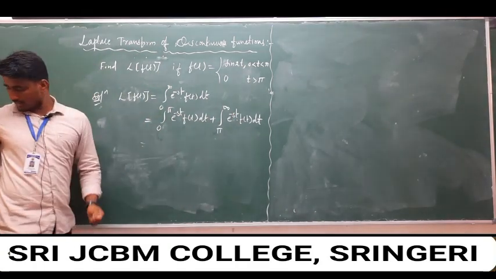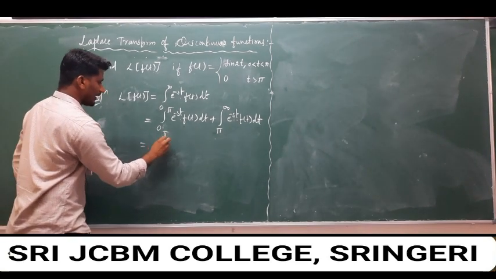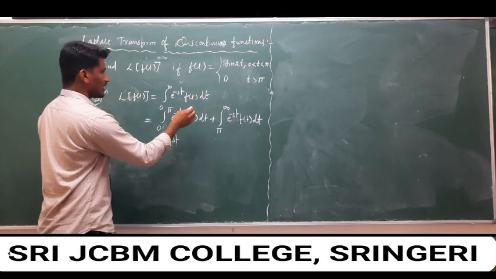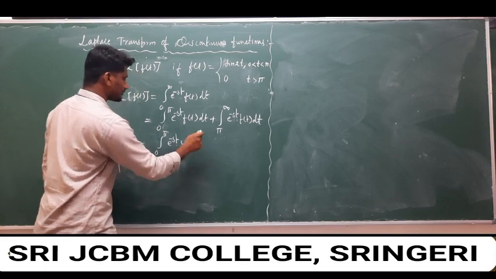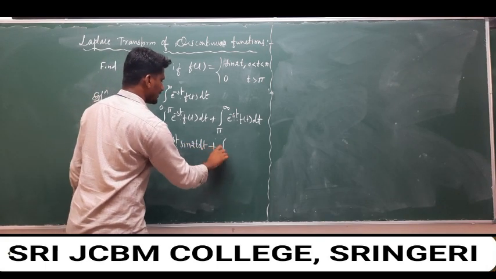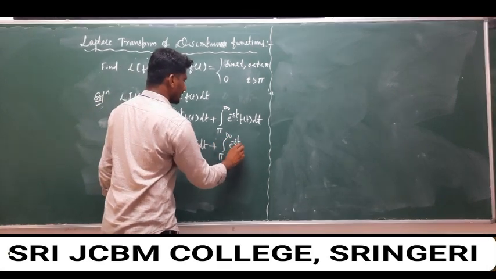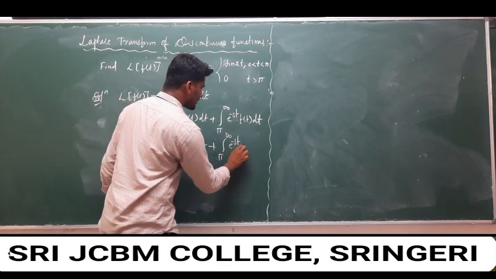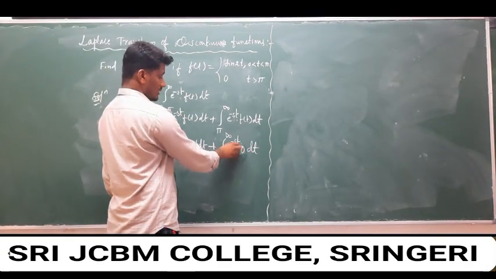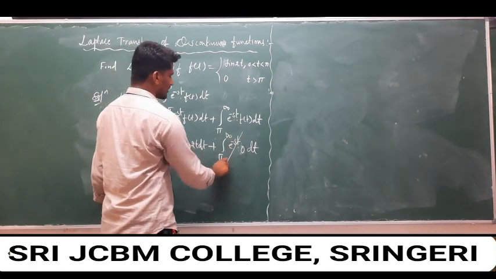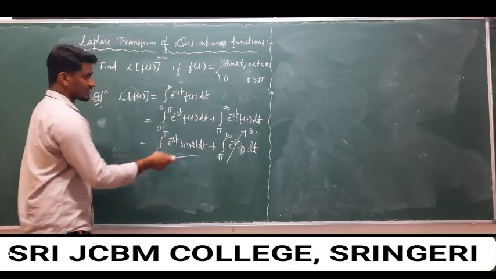So here I write the integral from 0 to pi of e^(-st) sin 2t dt, and here the limit values are pi to infinity of e^(-st), where f(t) value is 0. So when f(t) is 0, then the whole thing is 0, so there is no need to solve it again. We just have to solve this first part.